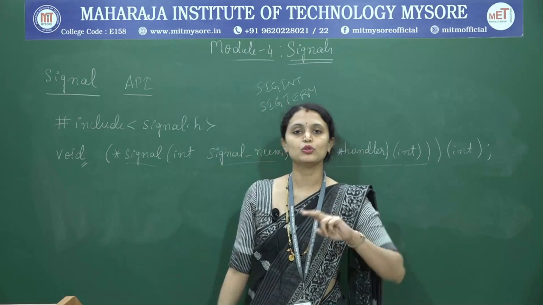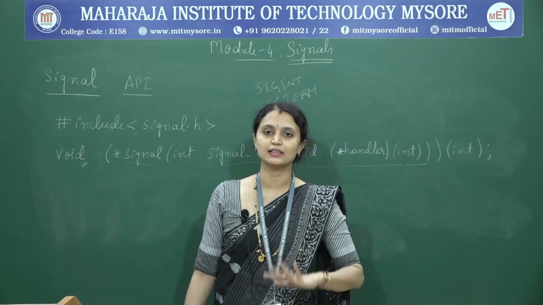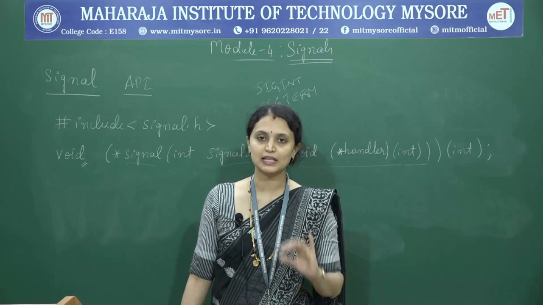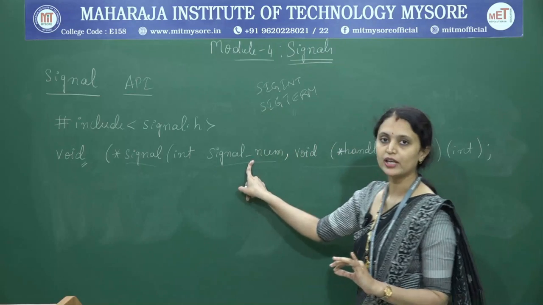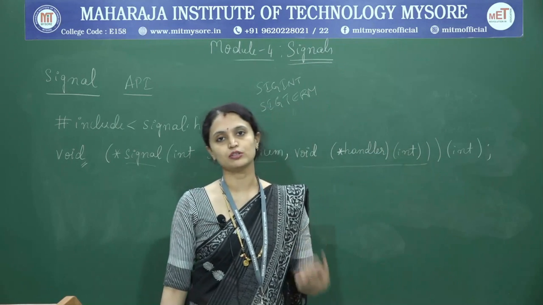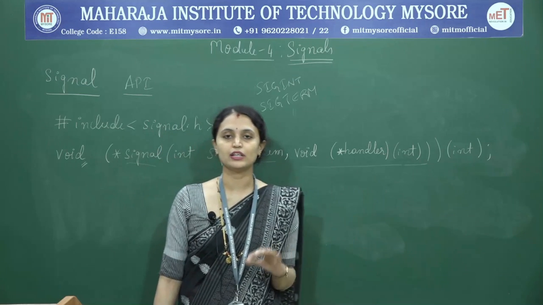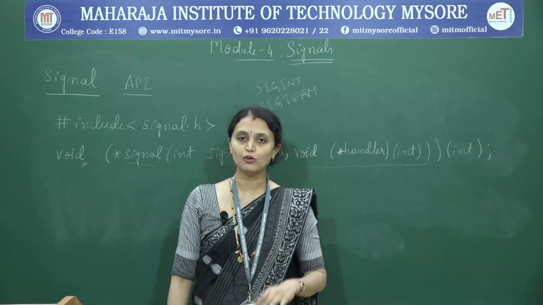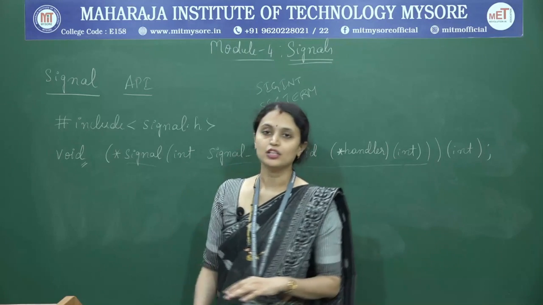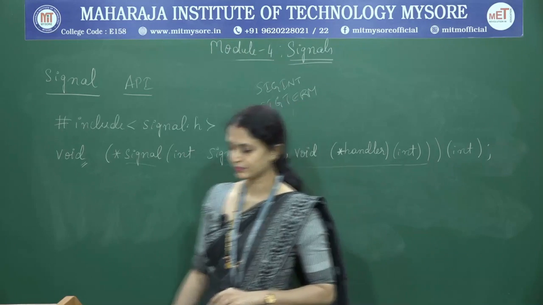So it takes two arguments. The first one is the integer type signal number. And the second argument is the function pointer to the user defined signal handler. Now let us discuss this API with an example.